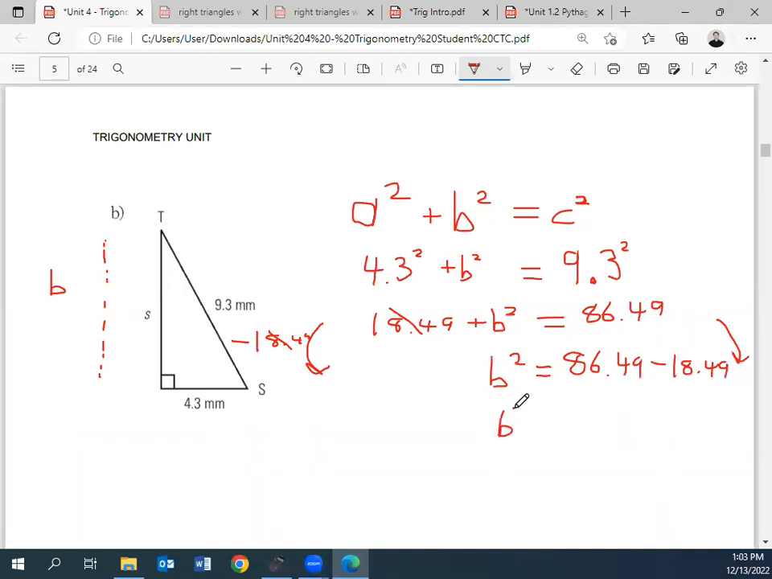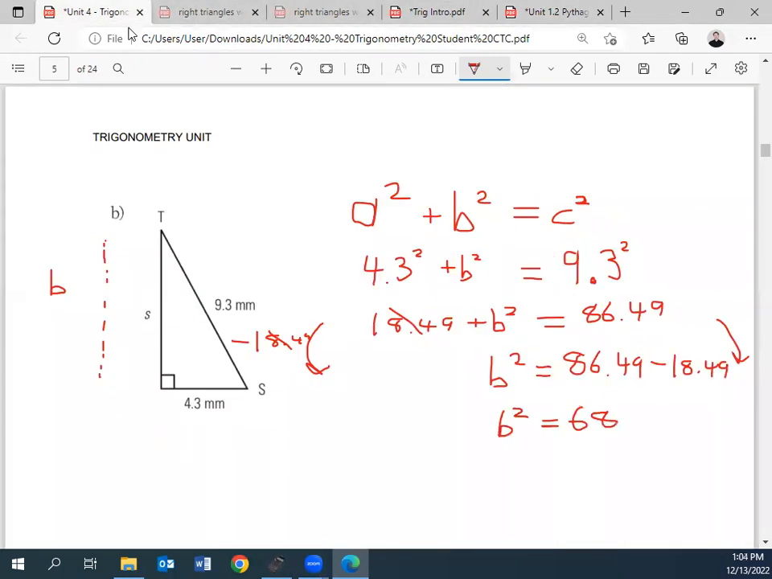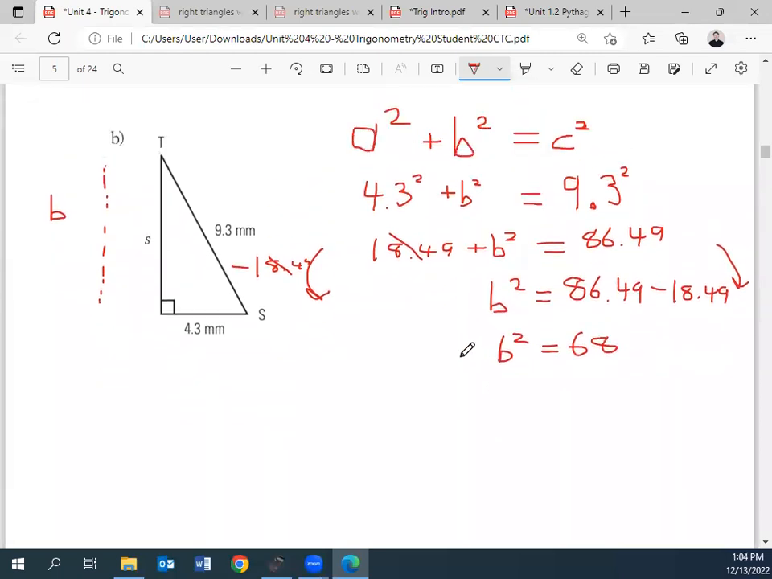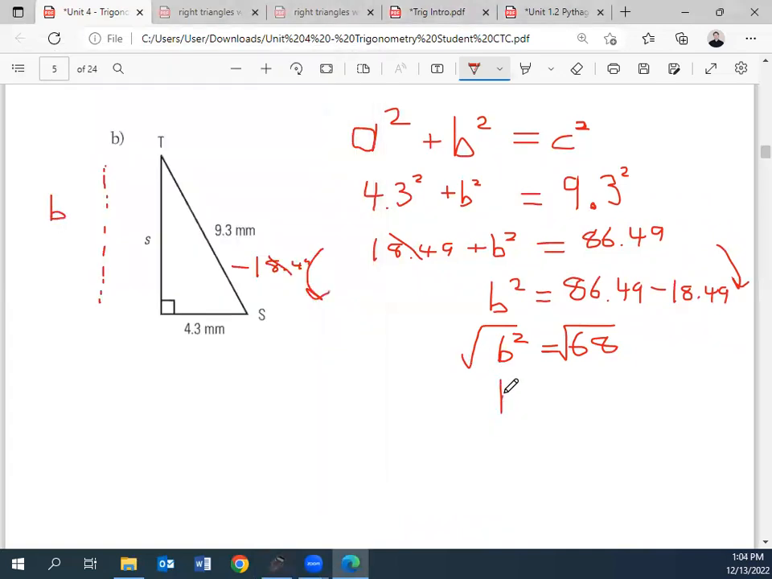So B squared gives me 68. And now, am I done? No, because I don't care what B squared is. I care what B is. That's the length of the triangle's side, right? So what do I need to do? Not square, take the square root. I take the square root of 68, and that gives me my answer. So now that tells me what B is: 8.25 millimeters.